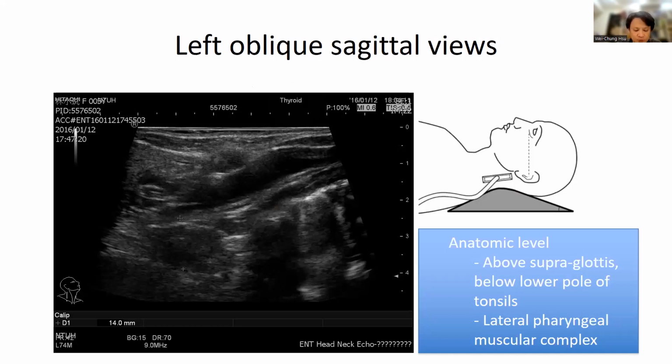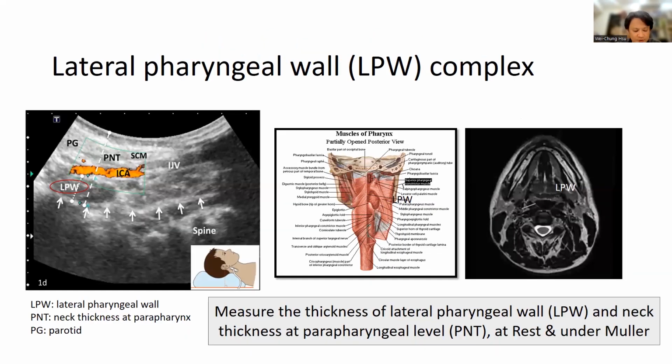By oblique sagittal view in ultrasound image, you can easily identify the anatomy level above the supraglottis and below the lower pole of the tonsil. That is the so-called lateral pharyngeal muscular complex. For measurement of the lateral pharyngeal wall complex, we use the curved transducer with 6 MHz to detect the thickness of the lateral pharyngeal wall complex at the retropalatal level by longitudinal view. The hyperechoic line is the lumen surface of the pharynx. Between the mucosal line and the internal carotid artery is where the lateral pharyngeal wall complex is located.